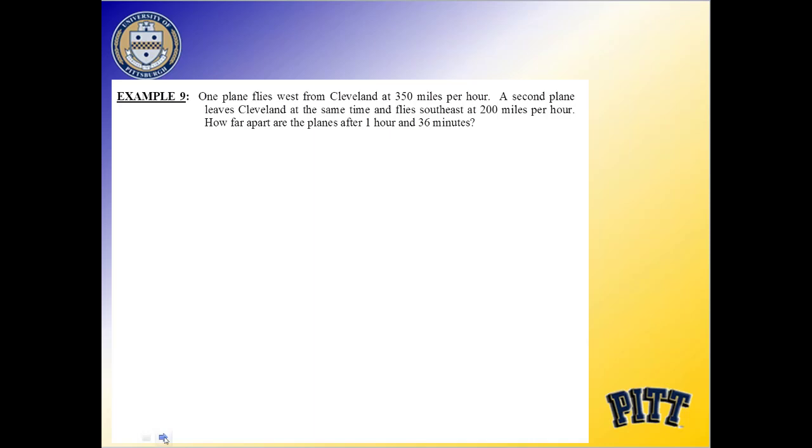One plane flies west from Cleveland at 350 miles per hour. A second plane leaves Cleveland at the same time and flies southeast at 200 miles per hour. How far apart are the planes after 1 hour and 36 minutes?